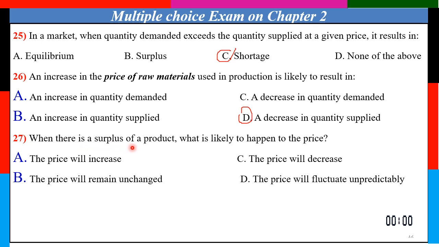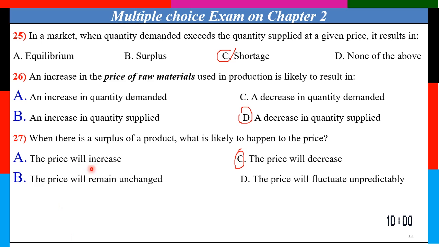Question number 27. When there is a surplus of the product, what is likely to happen to the price? A. Price will increase. B. Price will remain unchanged. C. Price will decrease. D. The price will fluctuate unpredictably. The correct answer is what? C.